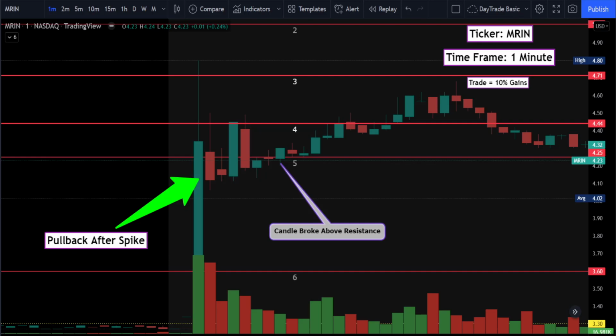We can see how the daily or weekly resistance levels can help identify pressure. We can also see here, once it broke that resistance, it then tested back as a support before reaching new highs.